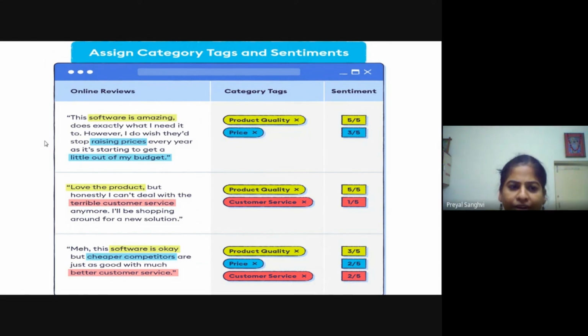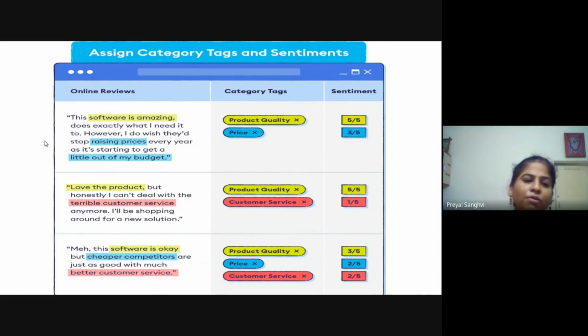If we read the second review, love the product, it is all about product quality. So that's why the one category that we have created is product quality. But if you talk about the second sentence, but honestly, I can't deal with the terrible customer service. So here another category comes up, which is customer service. So we have coded it as customer service.